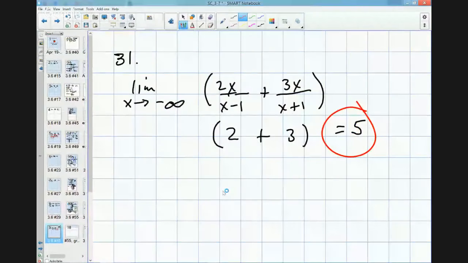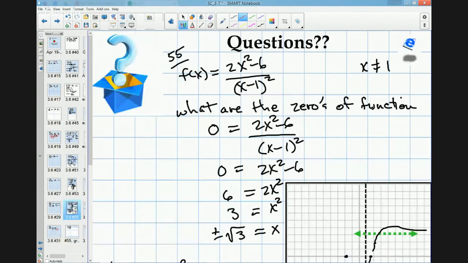Okay, so back to our next one. I was going to look at number 55. Okay. Let's see, what was 55 doing? It says, sketch the graph of the equation, use the intercepts, extrema, asymptotes, and anything you can to help you sketch this thing. Okay, so the equation is up on the top there. It's 2x squared minus 6 over x minus 1 squared.